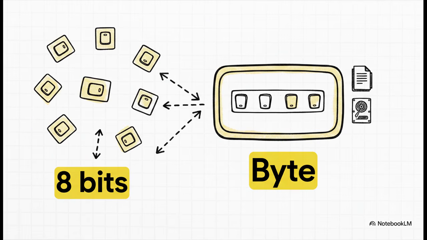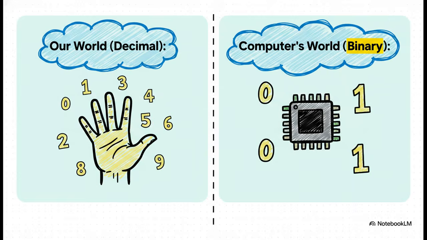Now, a single bit on its own, well, it doesn't tell you a whole lot, right? So to make them useful, computers group them together into little teams of 8. And this group of 8 bits, that's called a byte. A byte is the standard unit we use for, well, pretty much everything, like the size of a file on your computer.